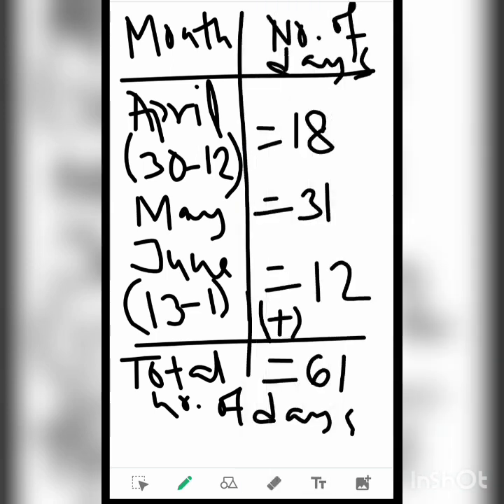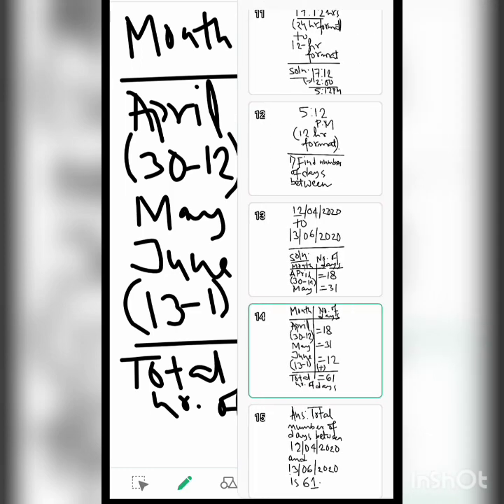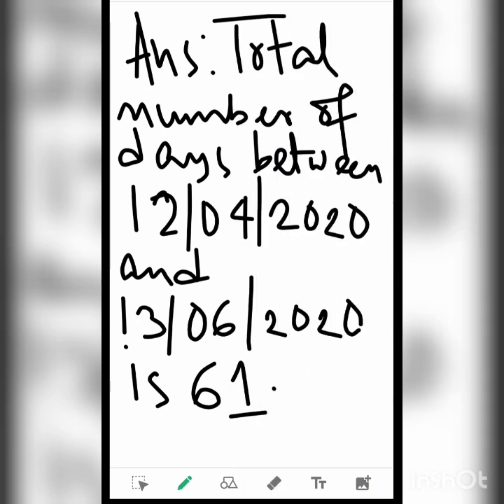The same chart has been written over here. And for the month of June, we have ended at 13, so we don't usually take the last date, so we'll subtract 1 from it and get 12. So for the month of April 18 days, for the month of May 31 days, and for the month of June 12 days. Now if you add them up, the total number of days is 61. Finally we'll write down this statement: total number of days between 12/4/2020 and 13/6/2020 is 61 days.